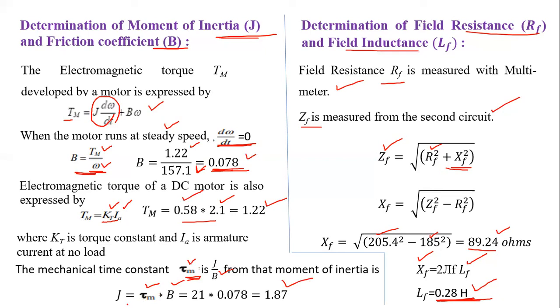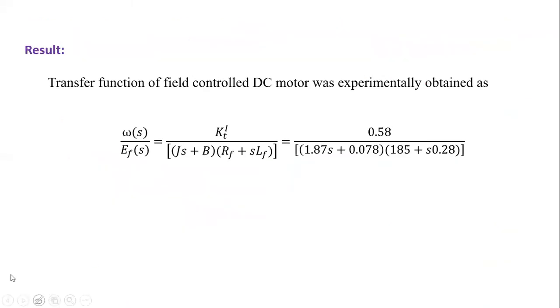Now we know the J value, we know the B, we know the torque constant, and we know the electrical parameters RF and LF also. If we substitute all the values, that is the final transfer function. That is the transfer function of the field control DC motor, which is equal to Kt dash by (Js plus B) into (RF plus s LF). We already calculated J, B, RF, LF, and Kt dash. Simply we are substituting. Kt is the torque constant, we are finding from the graph as 0.58, and J, the moment of inertia, we are getting 1.87, and the B value is 0.078. And coming to the field resistance, 185 ohms, and LF, the field inductance, 0.28.